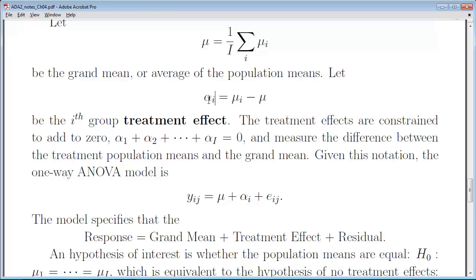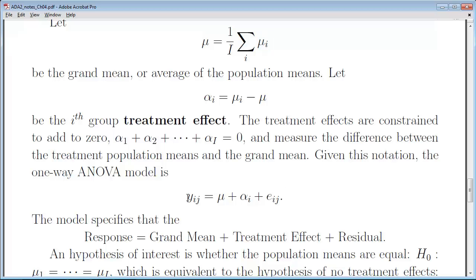If you define this in this way, we have this constraint that the alphas have to sum to 0. All these mu i's are centered at mu. Because you've constructed the mu out of the mu i's, we have this constraint that the differences must add up to 0. Not a big deal.